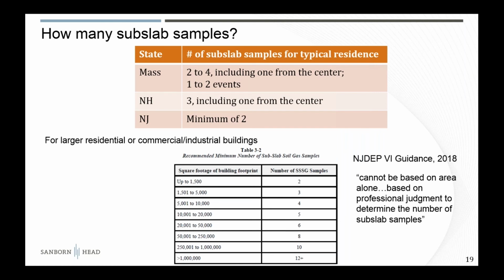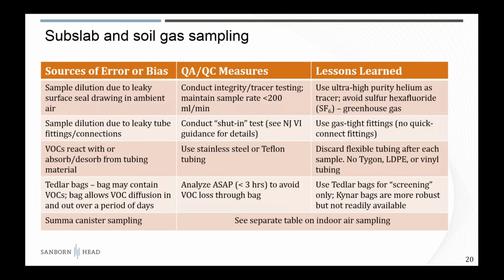So there's a lot on this table, and Jennifer mentioned, all these slides are available on the website, so you can go back and look at these in more detail. But this is intended to summarize some of the major QAQC considerations for subslab and soil gas sampling. They're pretty much the same either way. Sources of error and bias, the QAQC measures associated with them, and some of the lessons learned.